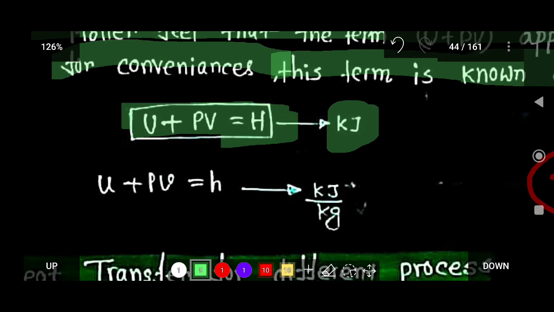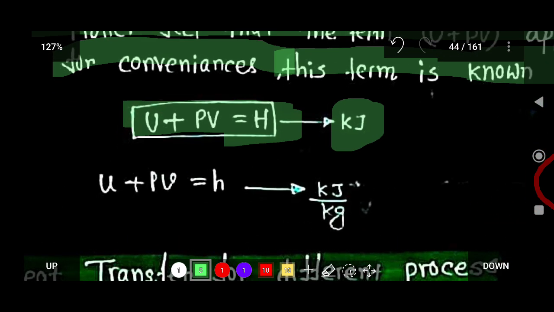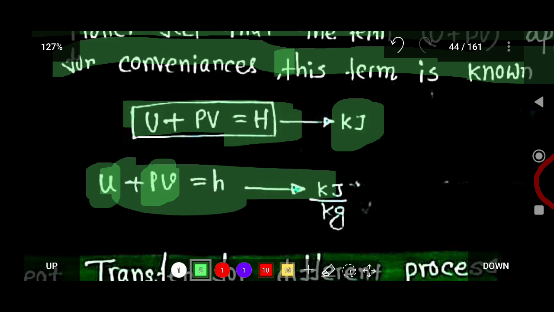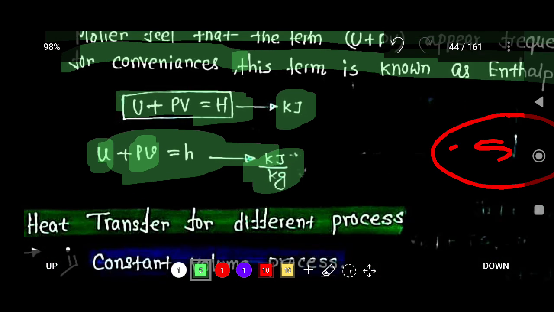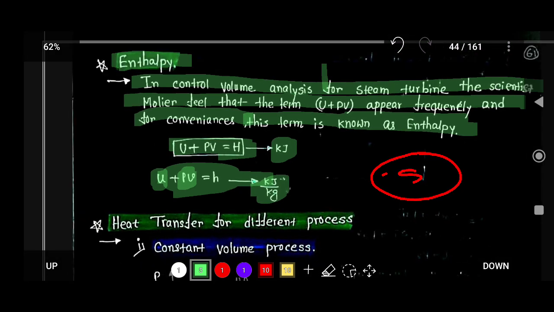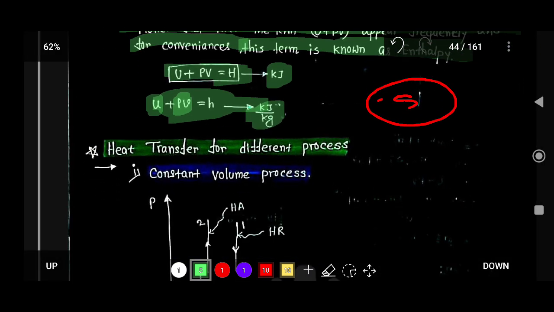Now, if you divide it by mass, the internal energy becomes specific internal energy u, and P small v, so the specific enthalpy h is equal to u plus P small v. The unit will be kilojoule per kg. So enthalpy is basically the system's thermal energy. Now the next topic is heat transfer for different processes.